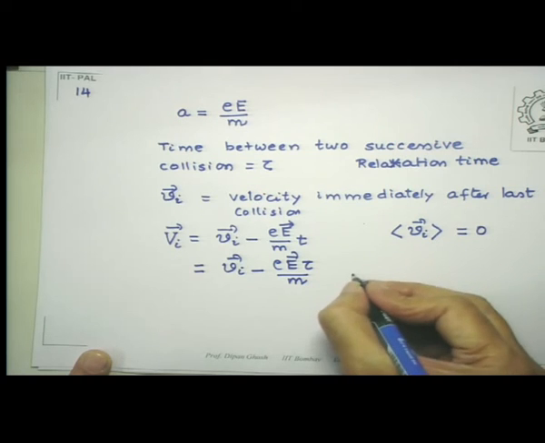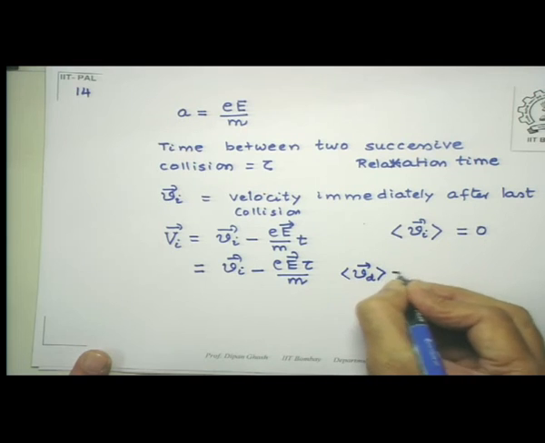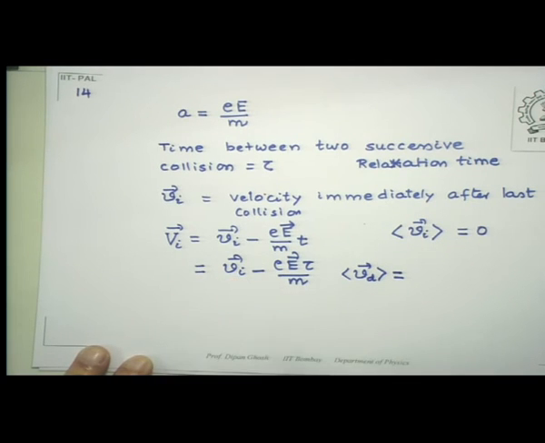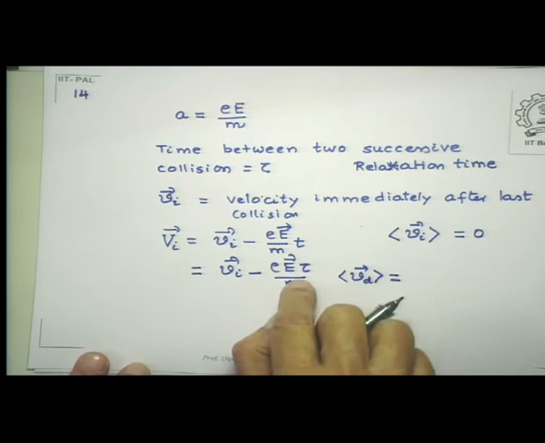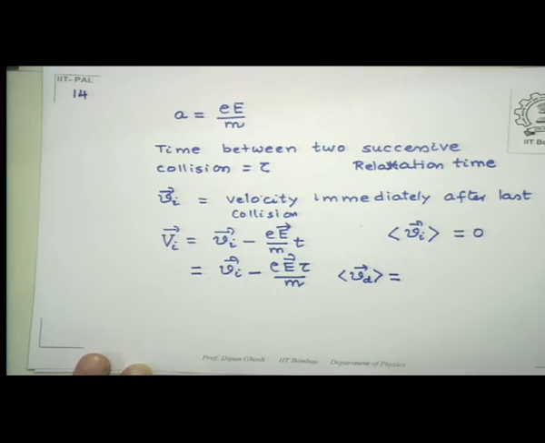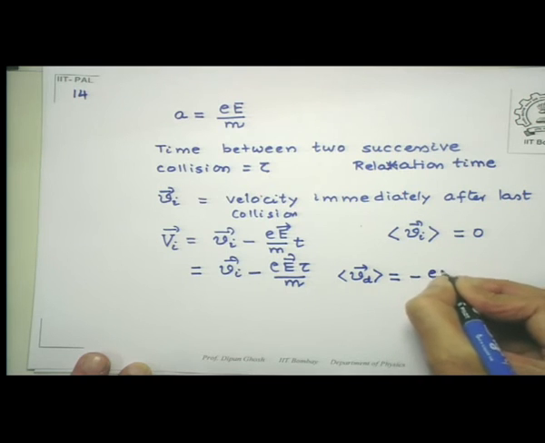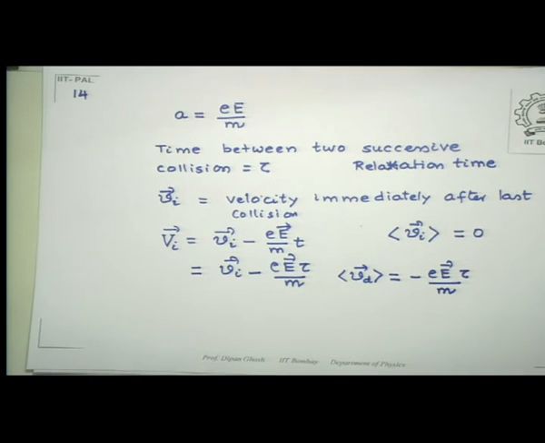So therefore, my average drift speed is the average of this, which is of course equal to 0 because this is random. But notice that this is not quite random, because it depends upon the direction of the electric field, which is given to be constant. So therefore, this is given by minus E tau over m. So therefore, the magnitude of the drift speed is given by E tau over m.